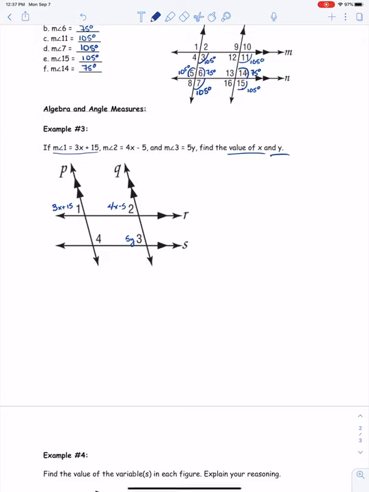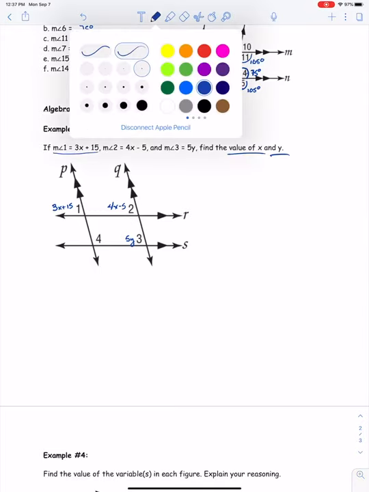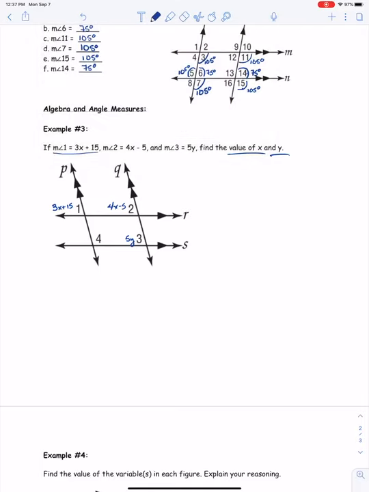So let's look at this picture and let's see. Angle 1 and angle 2 are what we call corresponding angles, aren't they? They're in the same position on the 2 lines. They're above line P and above line Q and on the right side of line R. So we know that if they're corresponding angles, they must be congruent, which means they must be equal. So we need to write an equation with these two equal.